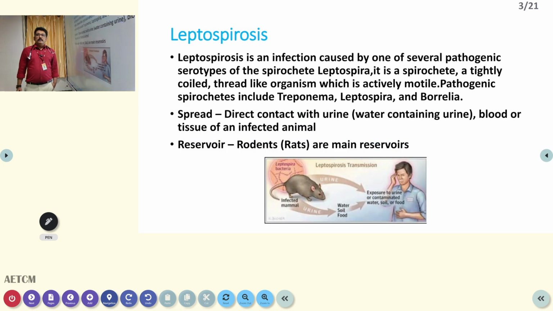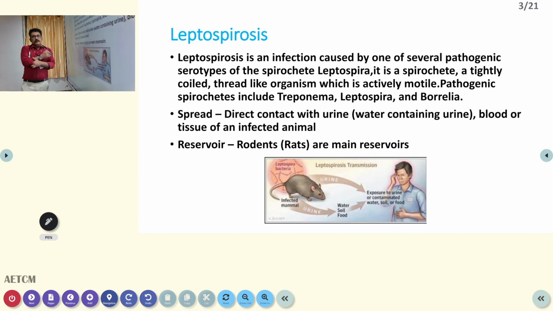So there are different types of organisms, or serotypes, of the spirochete Leptospira. They are coiled organisms, and we'll see the slide of the Leptospira organism afterwards. Among pathogenic spirochetes, there are different types: Treponema, Leptospira, and Borrelia. They produce different types of syndromes that we'll discuss afterwards.